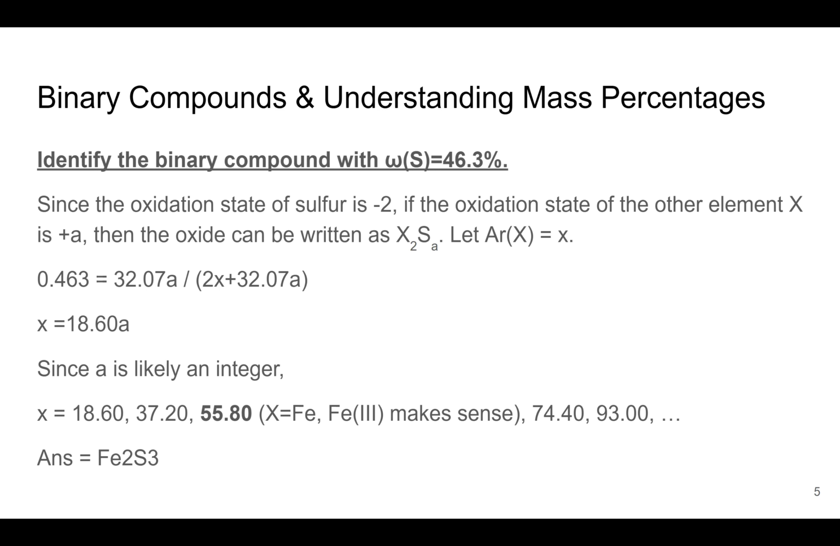And we are going to choose it over all the other values of small x that we have hit on the periodic table. So we know that our answer should be iron(III).